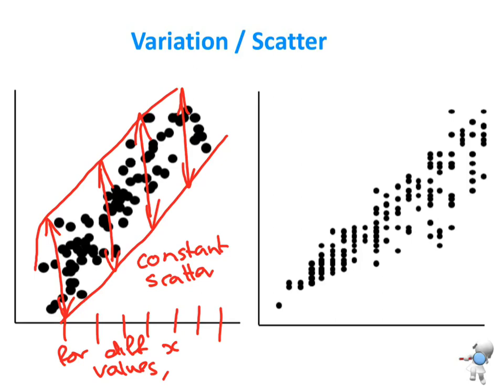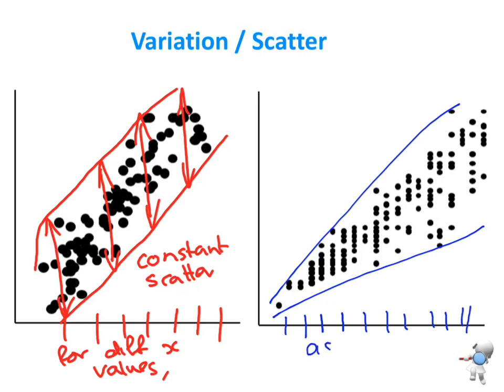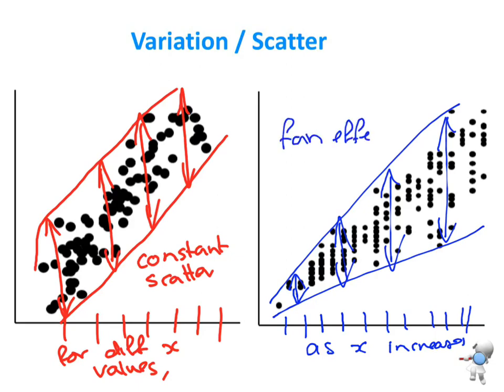Whereas the second graph here, if I draw my lines above and below, what you can see is as the x values are increasing, as x increases, the variation, in this particular case, is increasing. How wide these lines are, how far apart they are, that is increasing. So this is what we would call a fan effect. It's like a fan. When you open it up, as the x increases, the fan gets wider.